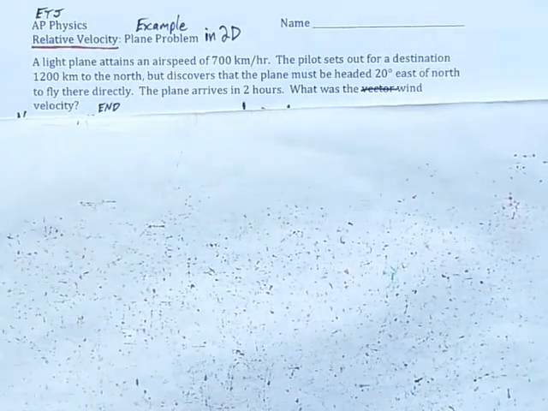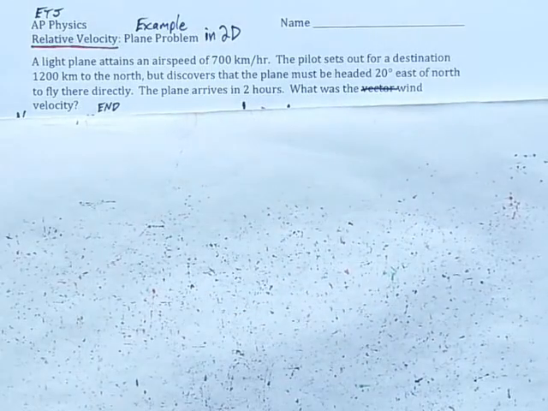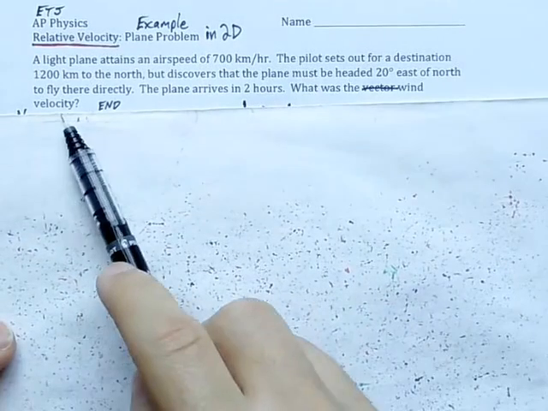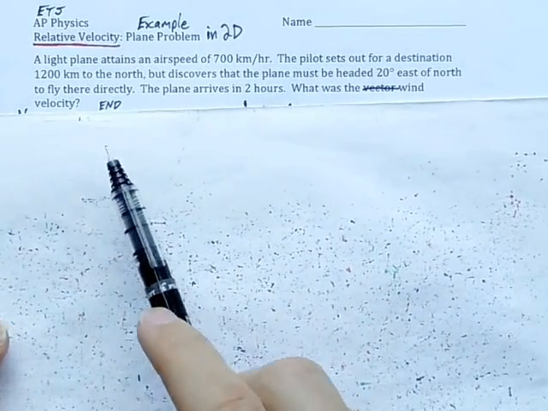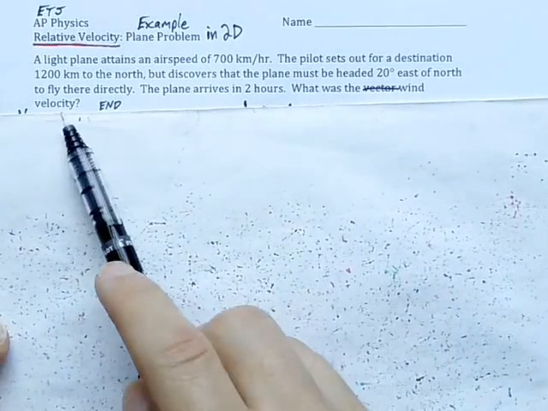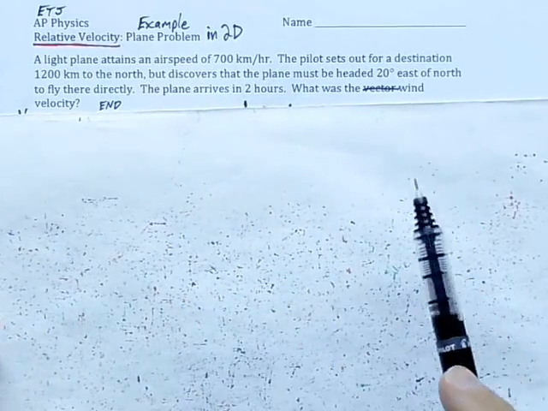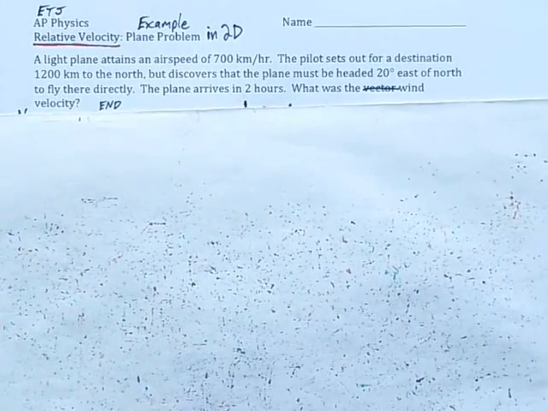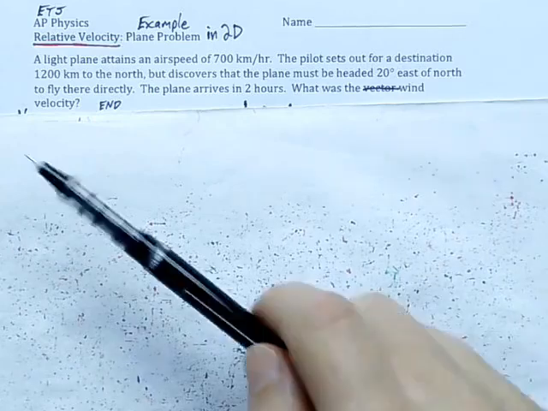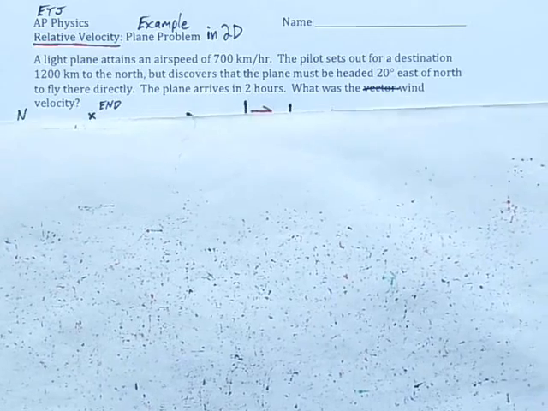So the premise is that the plane is moving through the air, but the air itself is moving. And that moving air we call wind. So if we want the wind velocity, velocity is a vector, so we need to find the magnitude of the wind velocity and the direction of the wind velocity. We need to find both of those things. So let's analyze our scenario here piece by piece.